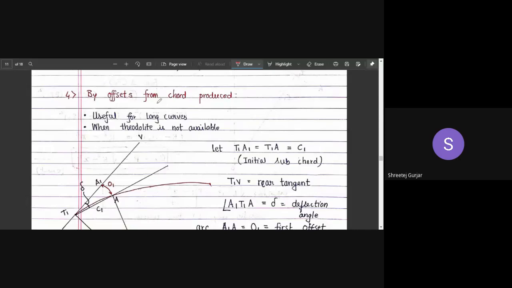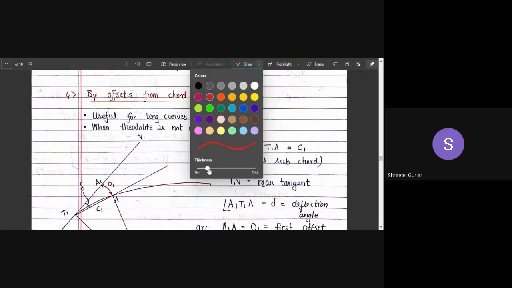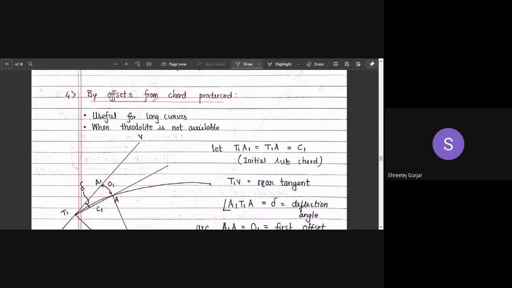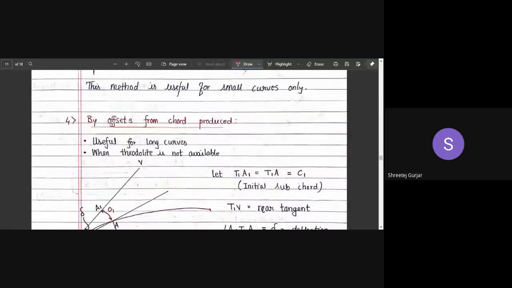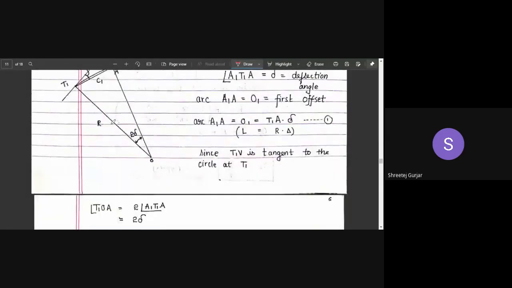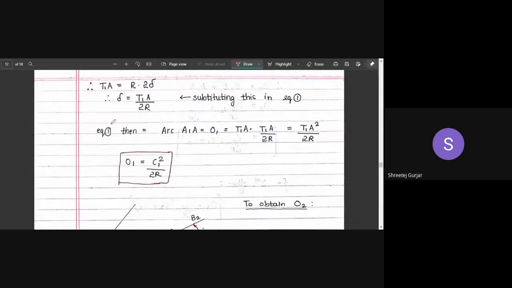Okay, welcome back students. In this session, we will be learning about angular methods of curve setting. In the previous class, we studied the offset from chord method, wherein we draw offsets from the chord produced. Let me show you the formula that we will be using.